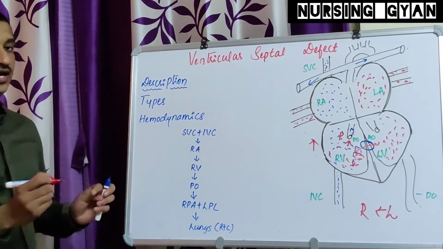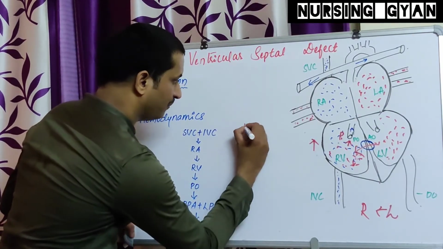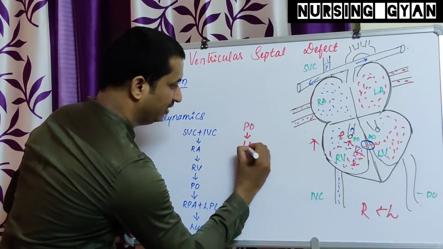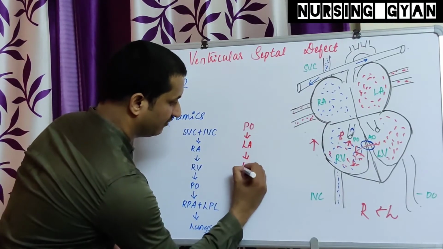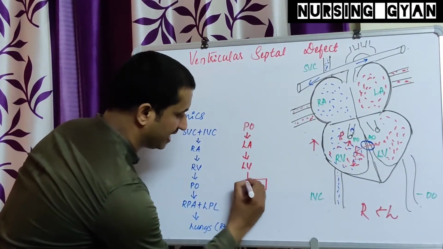Okay, once the blood is oxygenated, the blood from the pulmonary vein will come to the left atrium. From left atrium, it will go to the left ventricle. From left ventricle, there are two mechanisms which occur.